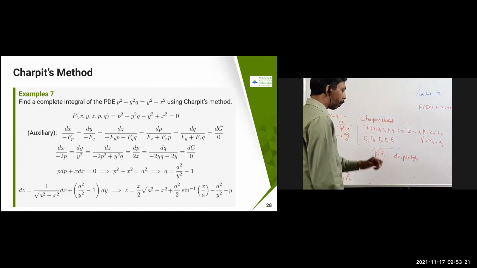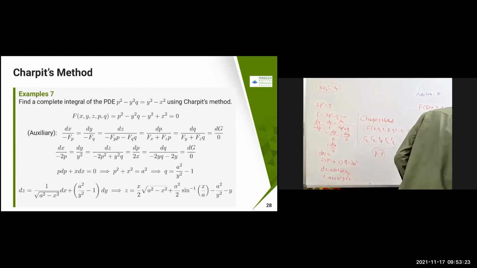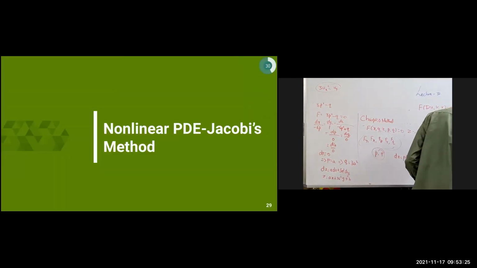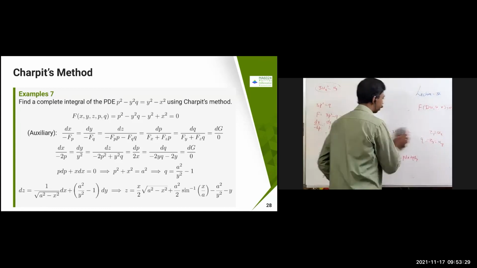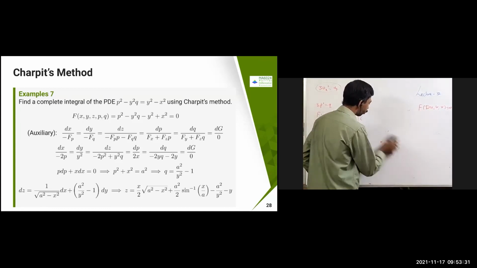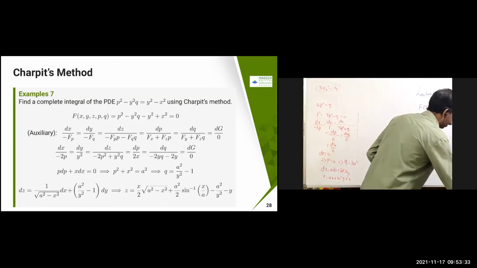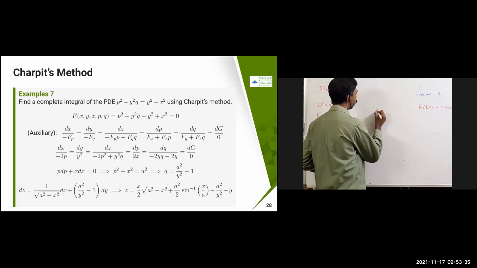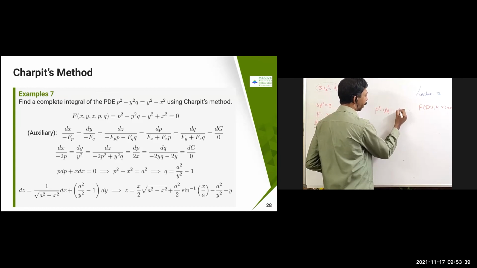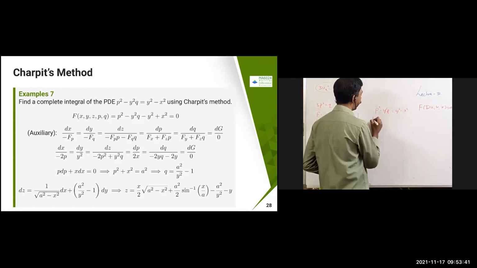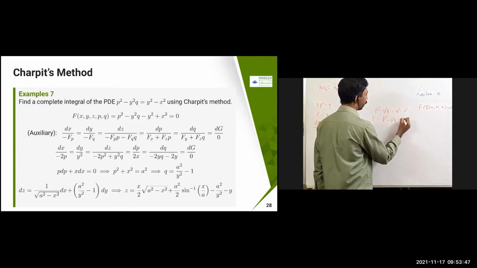Now one more problem and then I will stop. We'll continue with the next ones in the next class. So let us take this problem: p square minus y square q equal to y square minus x square. Writing it in terms of f, that is going to become p square minus y square q minus y square plus x square equal to 0.